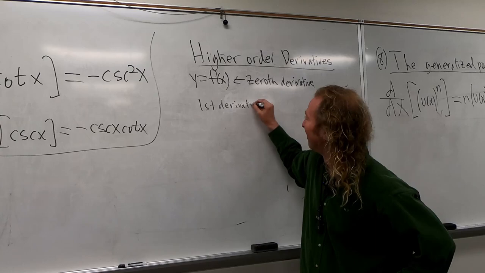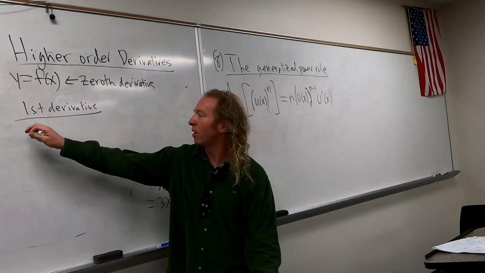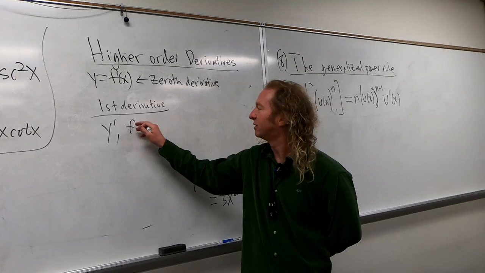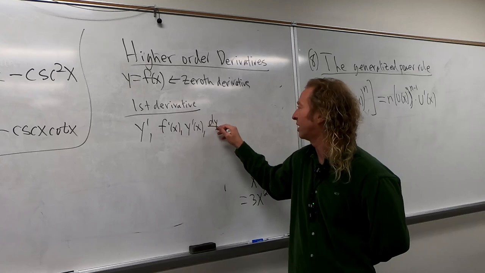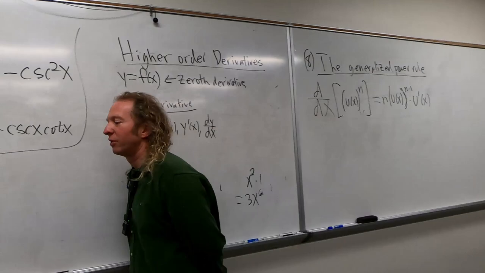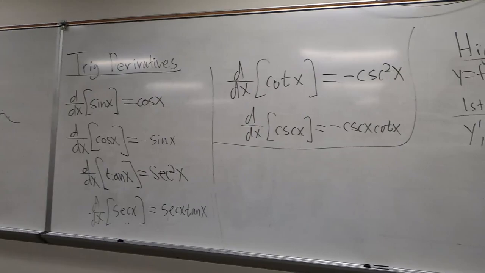So the first derivative is like y prime. You can write it that way. You can write it like f prime of x, y prime of x, dy dx, etc. So that's the first derivative. The first derivative intuitively is the slope of the function, right? So that's what the first derivative is. It's the slope.